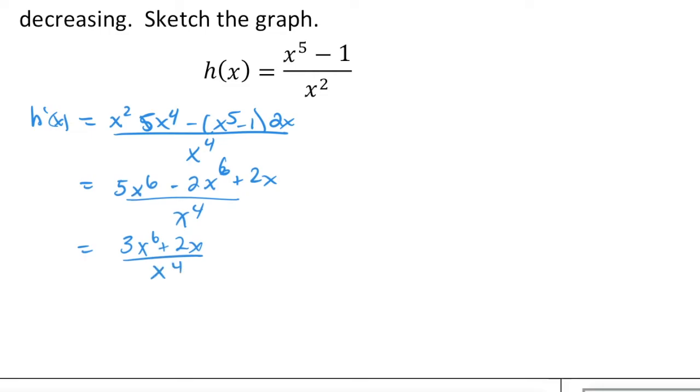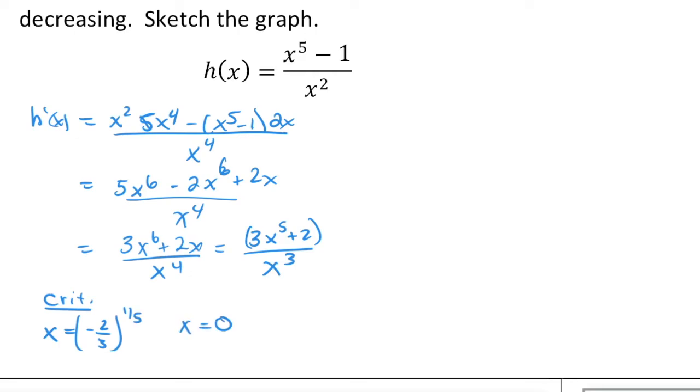When we do a little bit of factoring, that gives us (3x^5 + 2)/x^3. So we have a couple of critical numbers. We have a critical number at x equals (-2/3)^(1/5), and it looks like x equals 0. But wait, x equals 0 is not in your domain, so it does not exist. That's where you have a vertical asymptote.